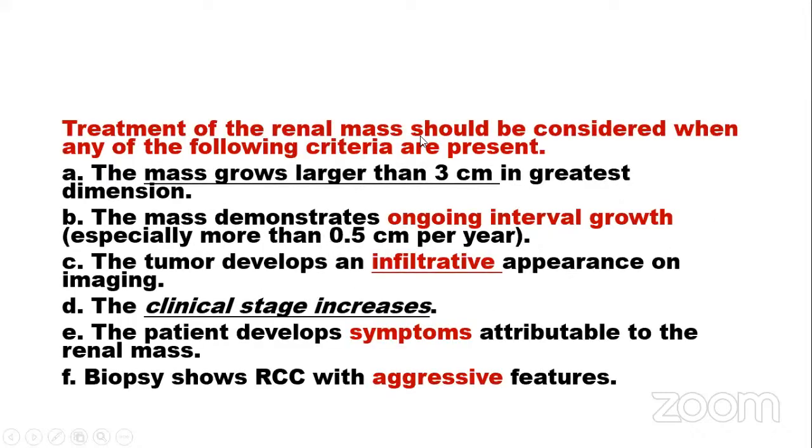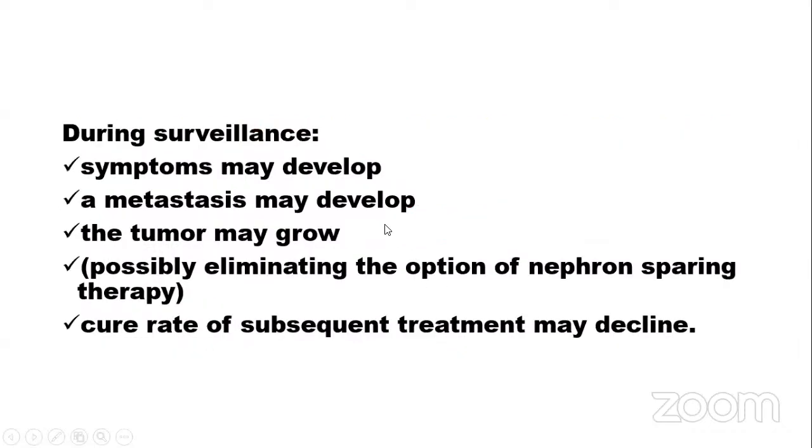Treatment of the initial renal mass is considered when any of the following criteria is present. If the mass grows larger than 3 centimeters in greatest dimension, or the mass demonstrates ongoing interval growth, especially more than 0.5 centimeter per year. This is considered very important. Or the tumor develops an infiltrative appearance on imaging, or the clinical stage increases, or the patient develops symptoms attributable to the renal mass, or the biopsy shows RCC with aggressive features.